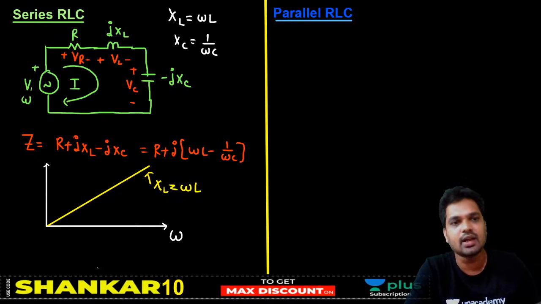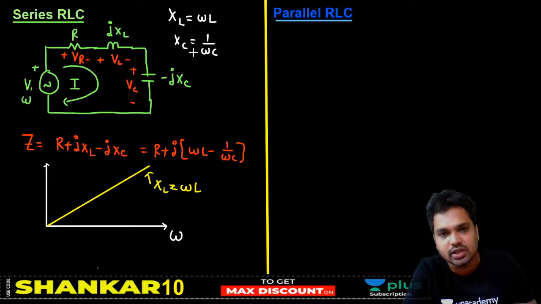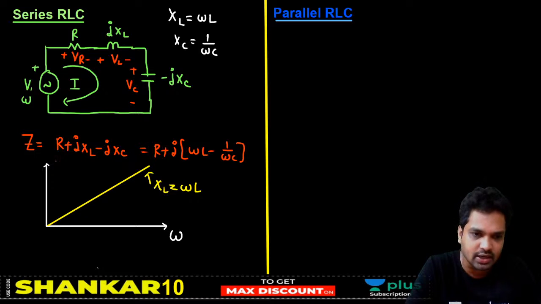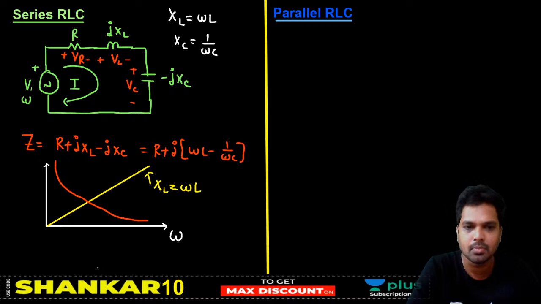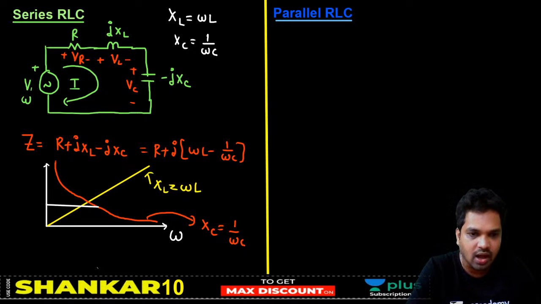What about XC, sir? XC is equal to 1 by omega C. When omega is 0, it is infinity. When omega is infinity, it is 1 by infinity, which is 0. So it is inversely related. Like this. So this is how your XC varies with respect to frequency. Now, what about resistance, sir? R value is independent of omega. Whatever may be the omega, R is always constant. This is your R value.